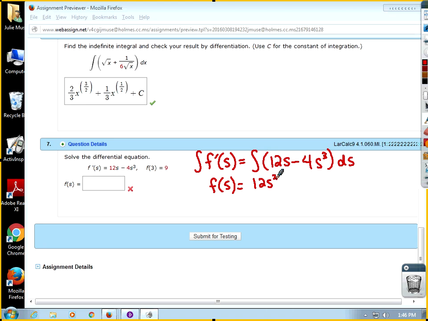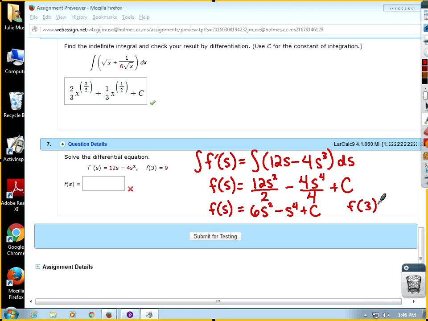Okay, the integral of 12s would be 12s squared divided by 2. And then the integral of negative 4s cubed is negative 4s to the 4th divided by 4, plus c. All right, so we know that this 12 over 2 is going to reduce, so that's just 6s squared, and then 4 over 4 reduces to 1, so that would be just s to the 4th plus c.